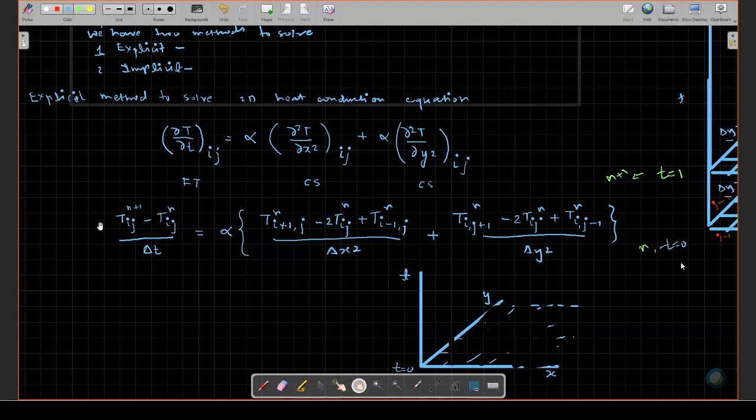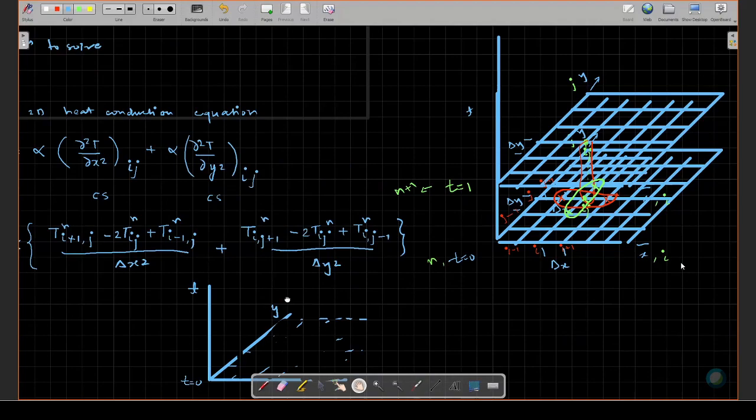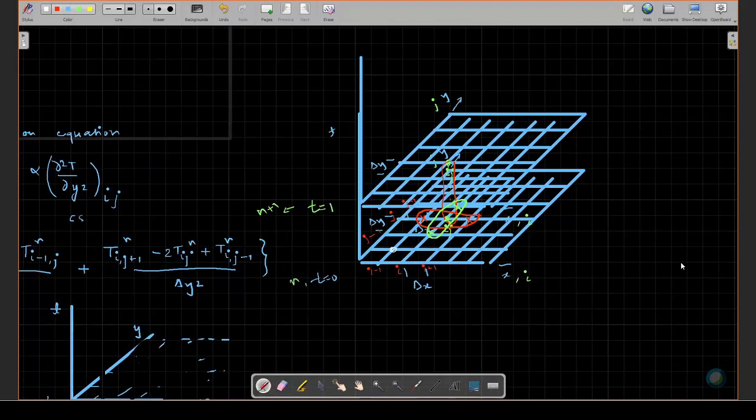So this is a discretization for all interior points. What are the interior points? These are the interior points, I'm just showing. This point is a boundary point, this is a boundary, like that. All other points are boundary points. The discretized equation for boundary points will come from the boundary condition, but this equation is for the interior.